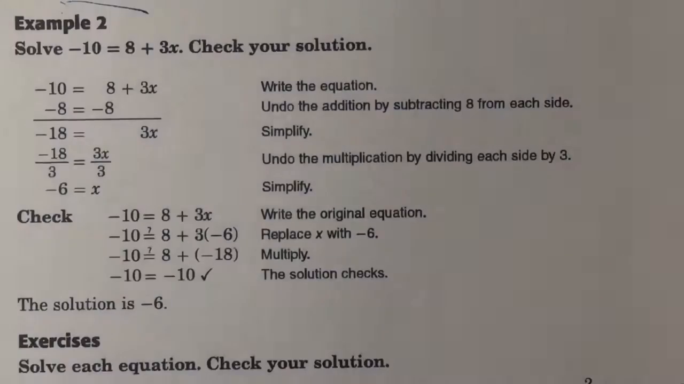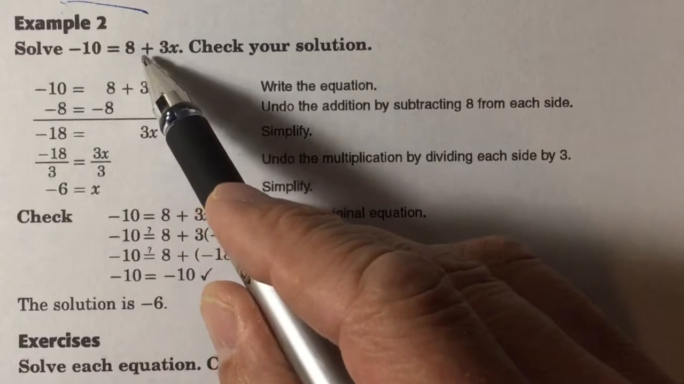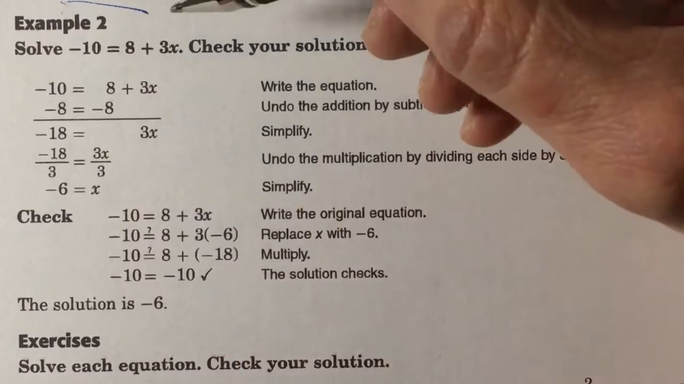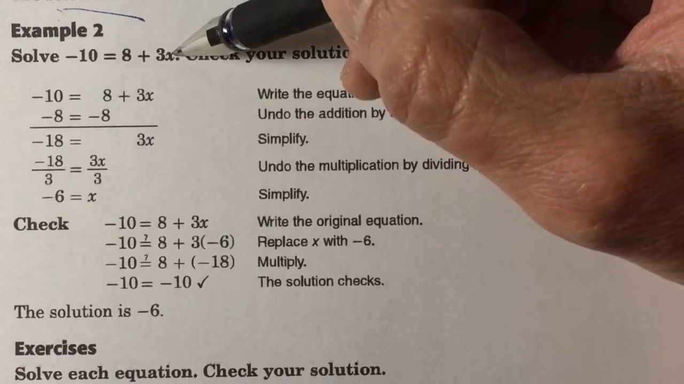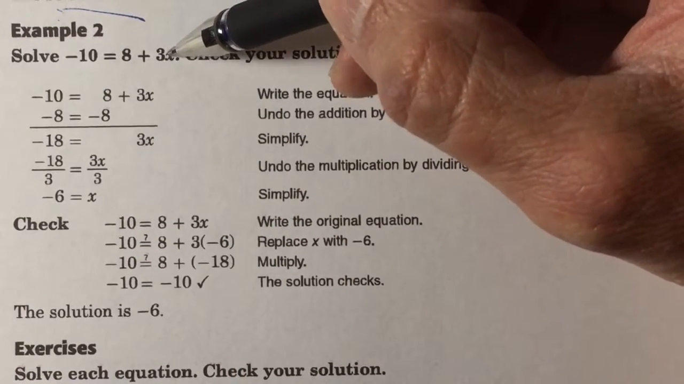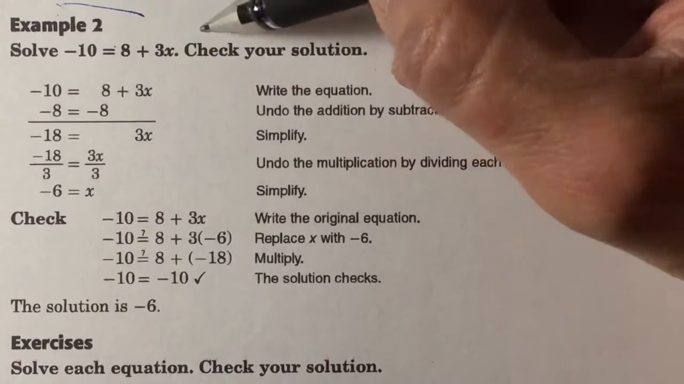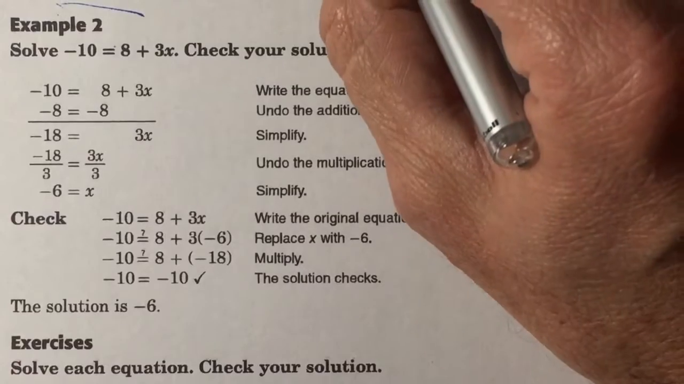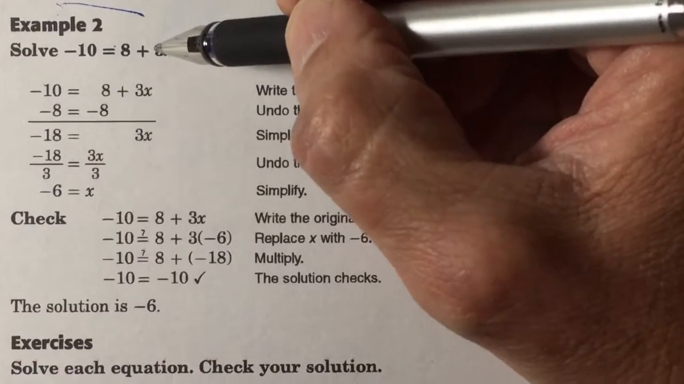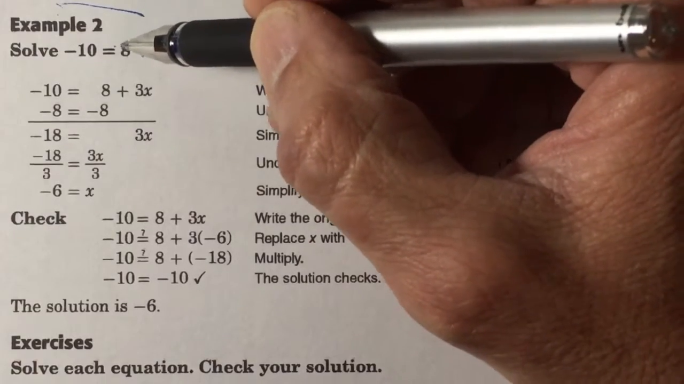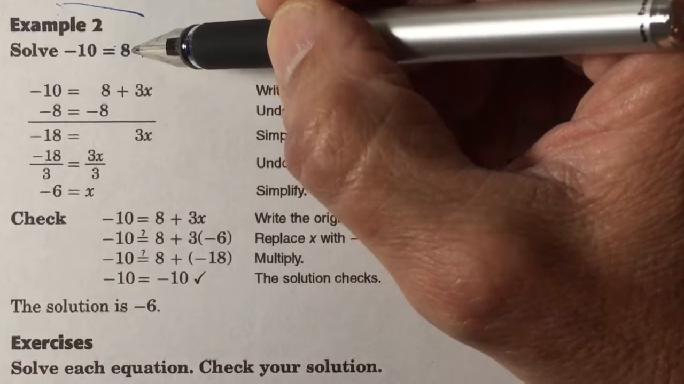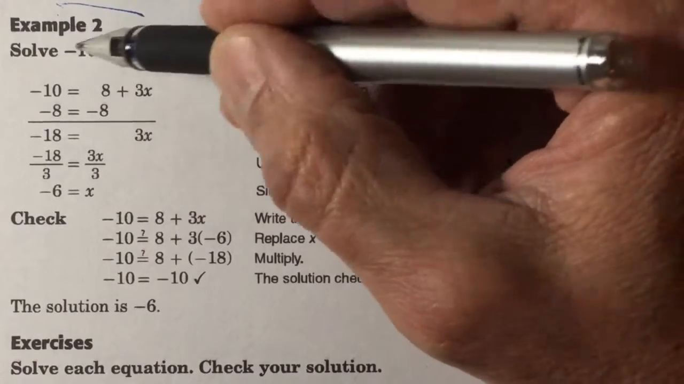For example 2, we're going to solve negative 10 equals 8 plus 3x. We need to find the value of x. Well, in order to do that, the idea is to leave the x on one side of the equal sign and all the numbers on the other side. So first of all, we have to undo the addition or subtraction, meaning we have an addition here, adding 8, so I need to subtract the 8 on both sides.